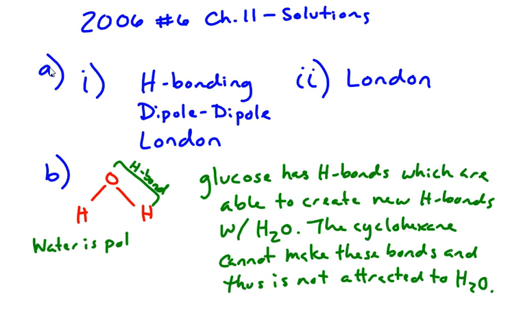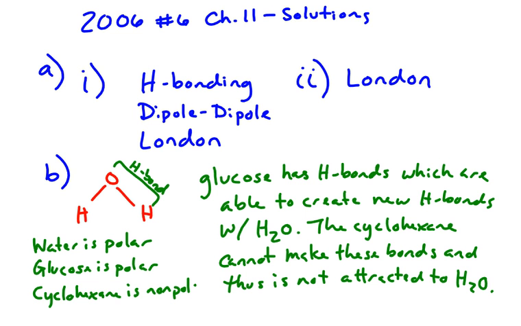Another route you could definitely go on is saying that water is polar, glucose is polar, cyclohexane is nonpolar, and then discuss how polar molecules are attracted to polar molecules because of the attractive forces that are inherent in them, while cyclohexane has no polarities or charges or partial charges, so they will not be attracted to those charges. You can talk about one or the other. Okay?